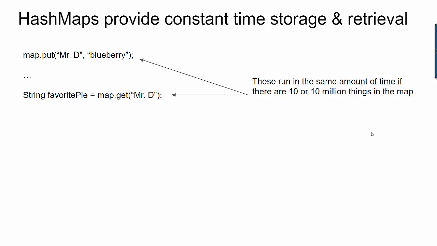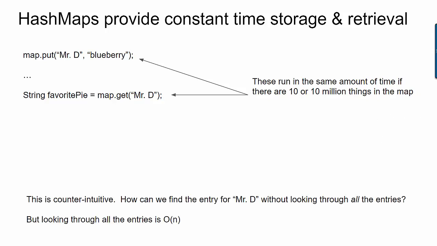And this is counterintuitive because if you imagine that you're just saving these into a list, if I want to retrieve Mr. D's favorite kind of pie, it seems like you have to search through everything in the list. And it seems hard to imagine how you're going to find Mr. D without searching through everything in the list. But that would be big O of n. It would take longer the more things that there are in the list. So that's the big question: how do hash maps achieve this constant time storage and retrieval?